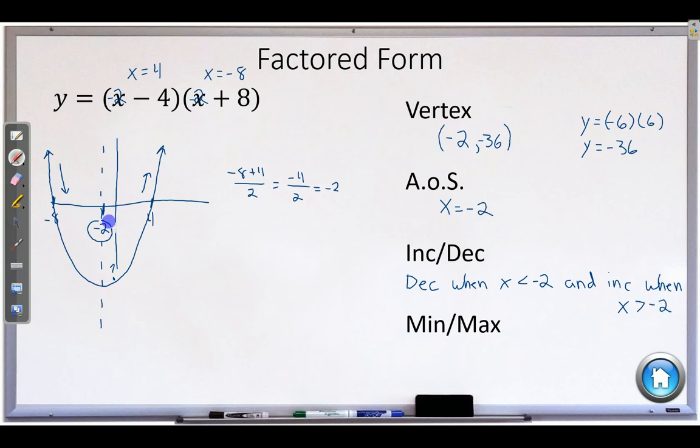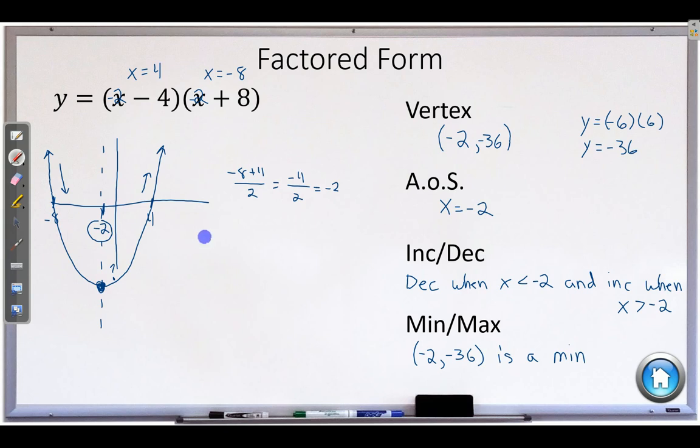So again, it's focusing here on the middle, decreasing first to the left, increasing to the right. And then do we have a min or a maximum? Well, our vertex is way down here at the bottom. So our vertex, negative 2, comma negative 36, is a minimum. So we got all the exact same characteristics, but this time we did it from a factored form equation.